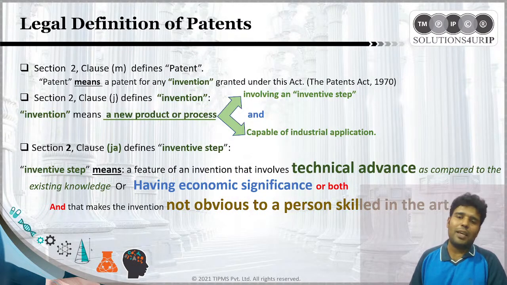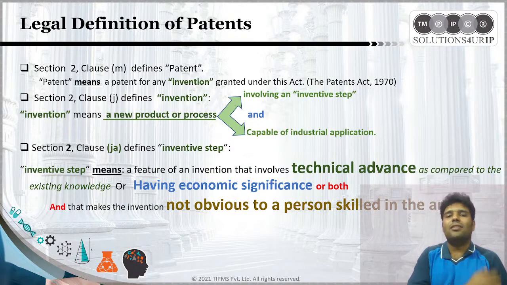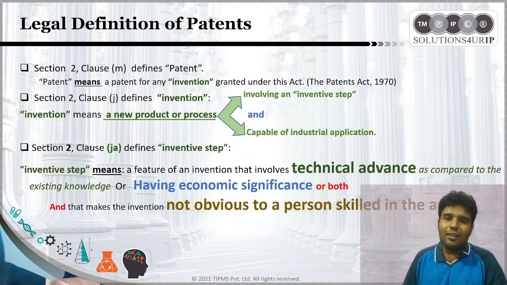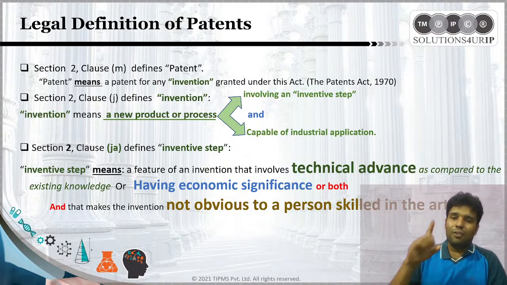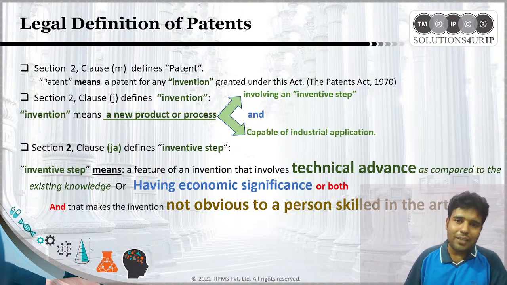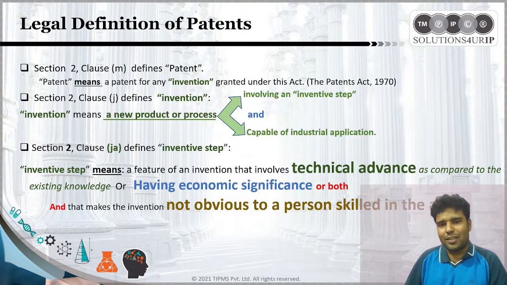You can say why or how it is economically significant, or you can also say how it is technically advanced. Then and only then do you satisfy the first set of criteria of inventive step. The first set of criteria are either technical advancement or economic significance.